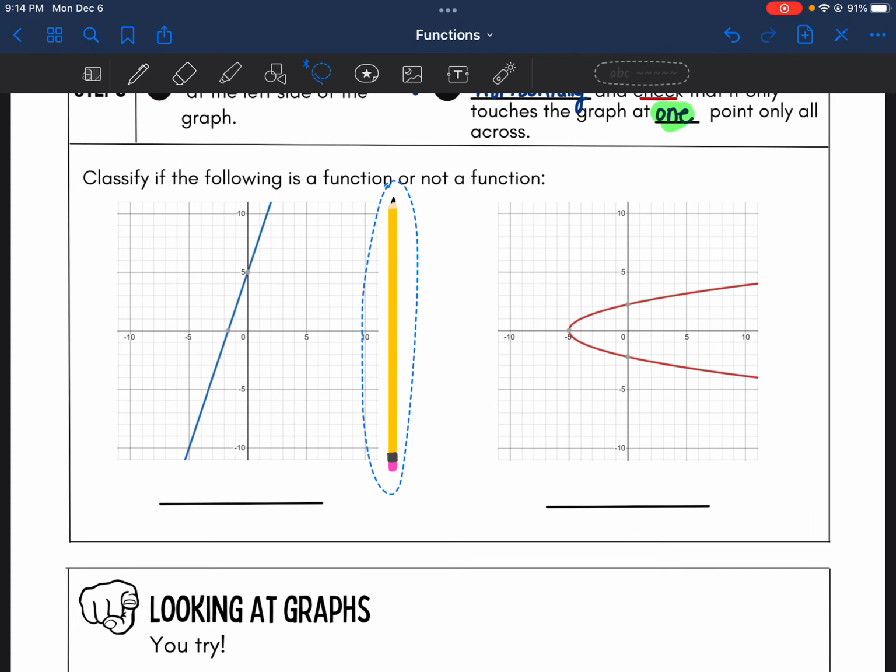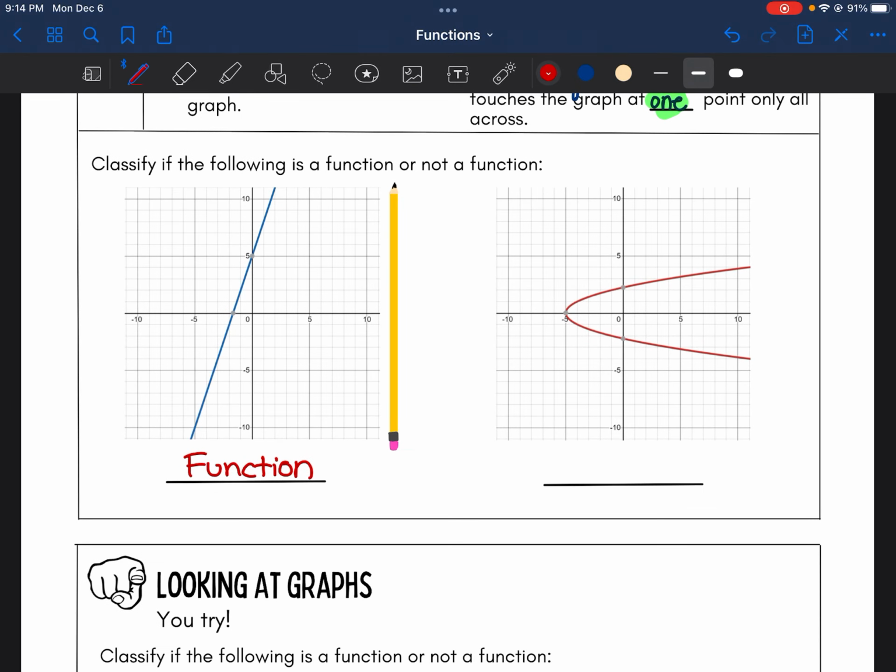So that means that all of my x's are only touching 1 y. So that means it is faithful. So what does it mean? That this is a function right here. Let's try the second example.